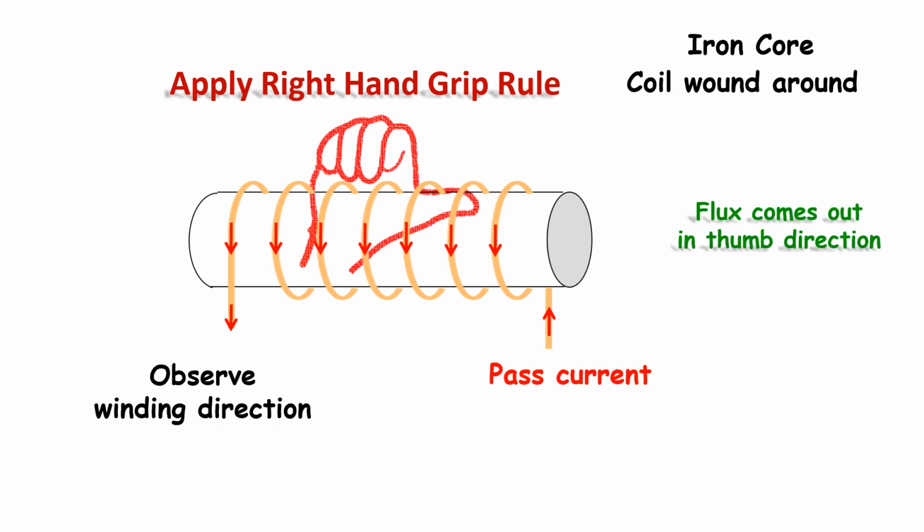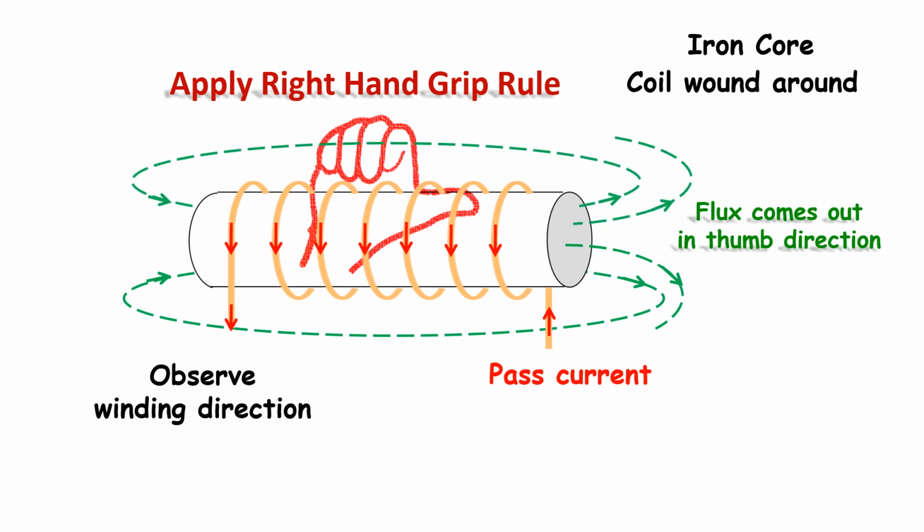In the direction of the thumb, the flux comes out. You can see now one flux line coming out in the thumb direction. You have another line. A few more lines are shown now. All these magnetic field lines are coming out in the thumb direction, going around in the form of closed lines, entering the other end. So whichever side the flux lines are coming out, it will be formed as the north pole, the other end as the south pole.